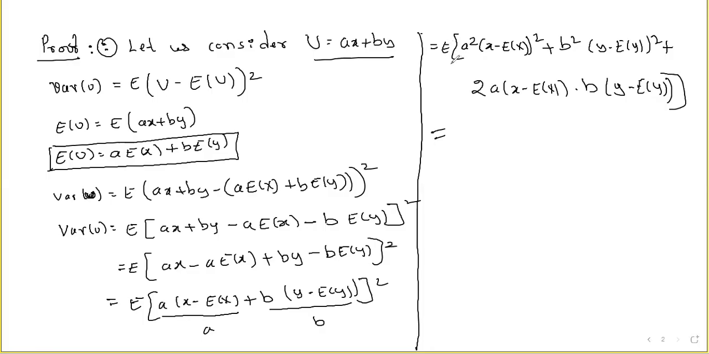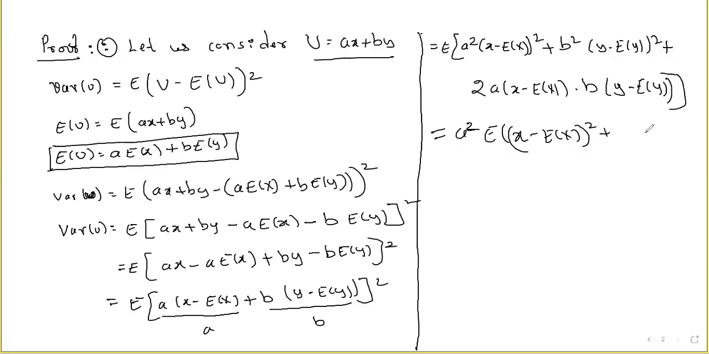Now we'll take this expectation inside, right? So this will be a square expected value of x minus expected value of x whole square, right?